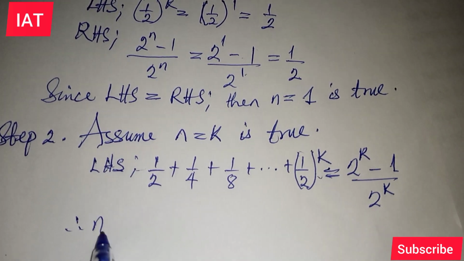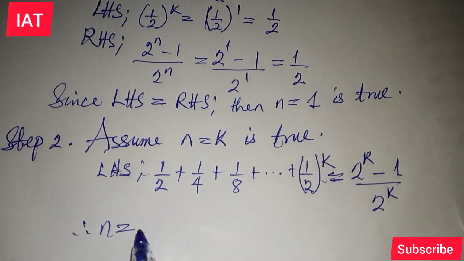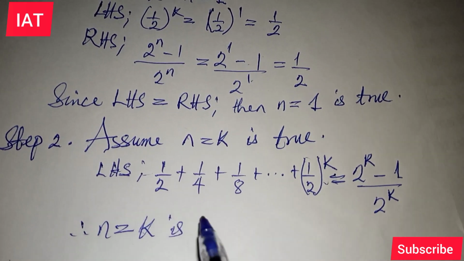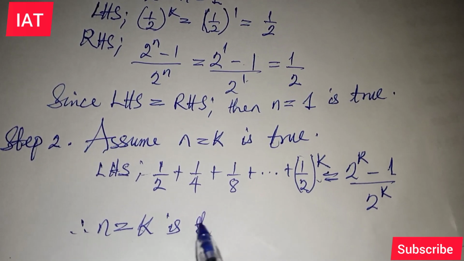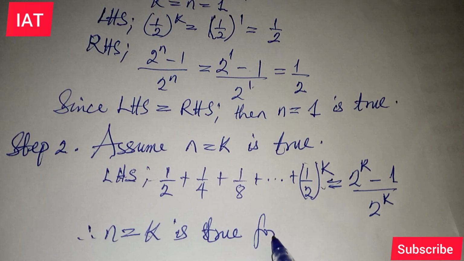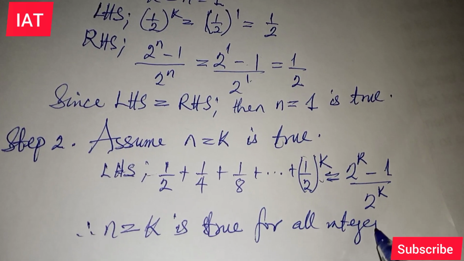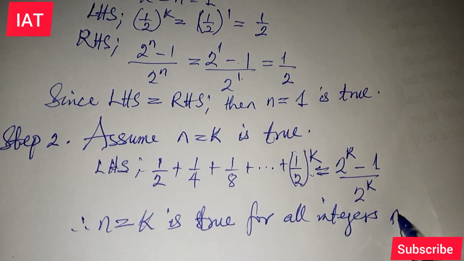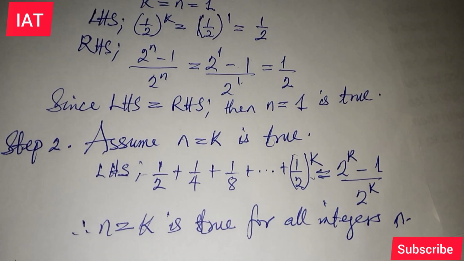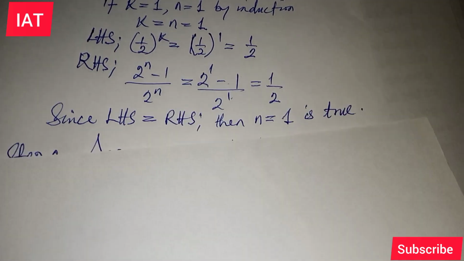So this is the point where you're going to leave this expression and you just make an assumption. I say therefore n equal to k is true for all integers n. So this is the last point we're going to enter.